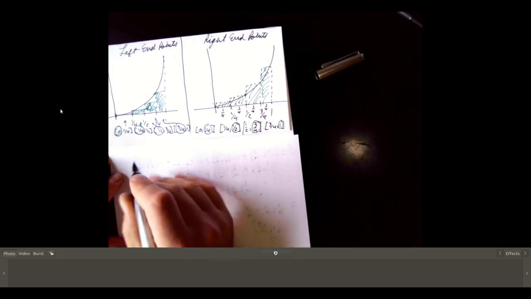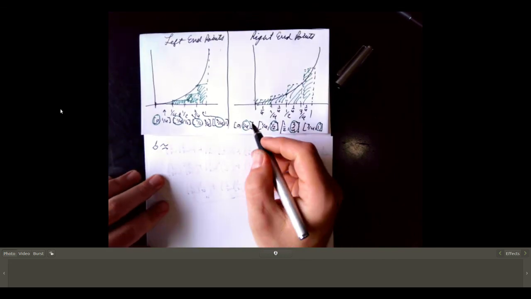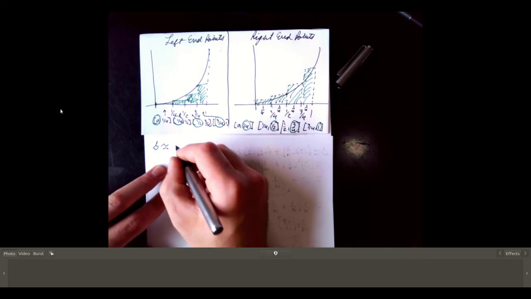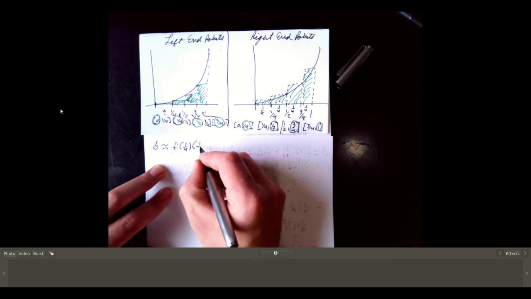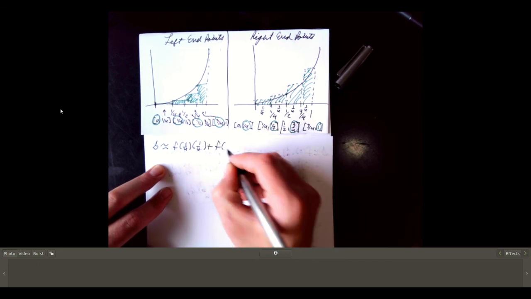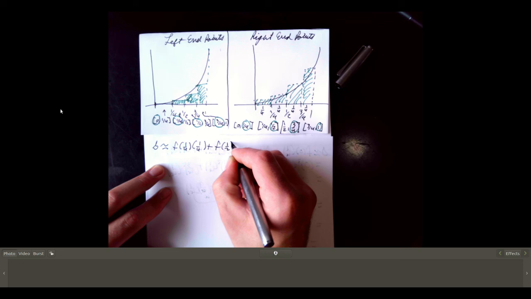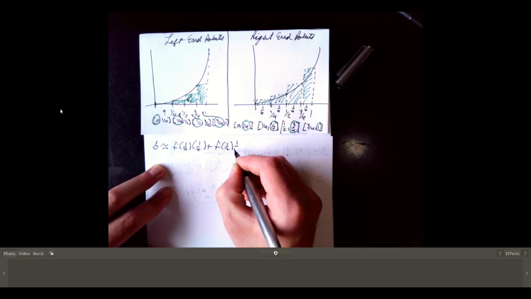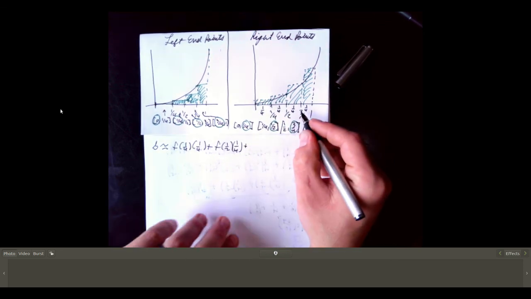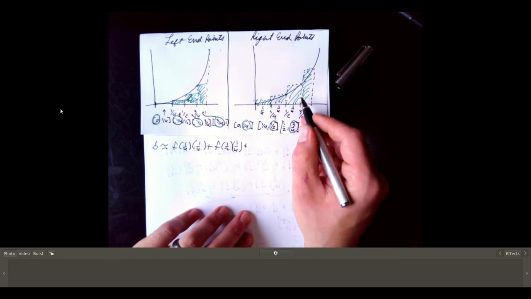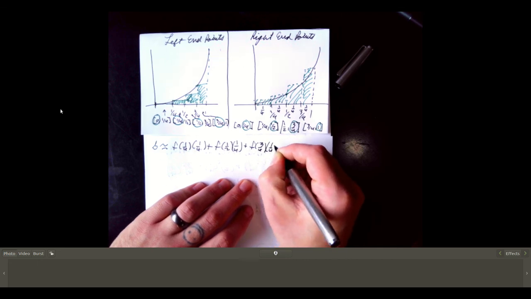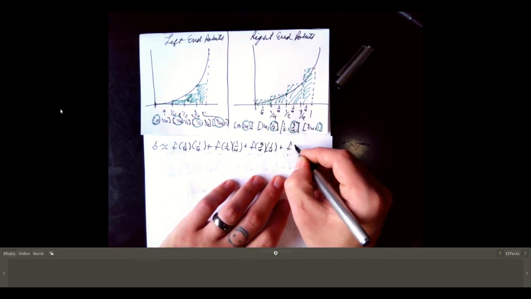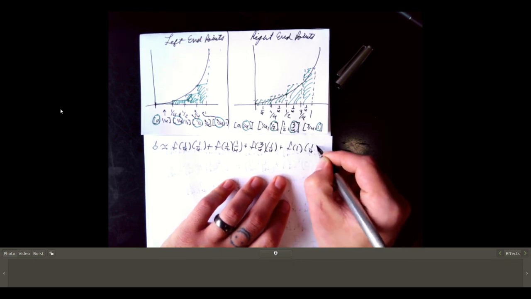So that area S is going to be approximately equal to, well, we get our height when x is equal to 1/4, f of 1/4 times the width of this rectangle, which is 1/4. Then we'll add our height when x is equal to 1/2 times the width of this rectangle, which is 1/4. Then we'll add the height times the width for this rectangle, f of 3/4 times 1/4. Then finally, we'd get f of 1 times 1/4.